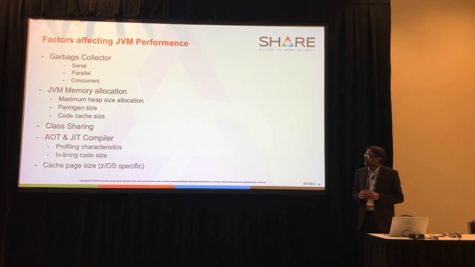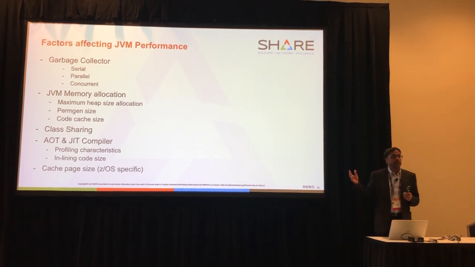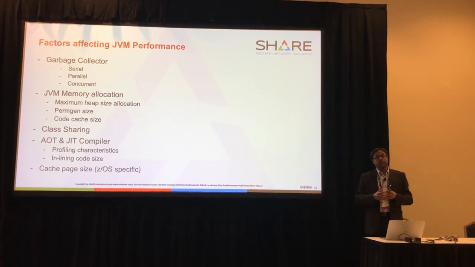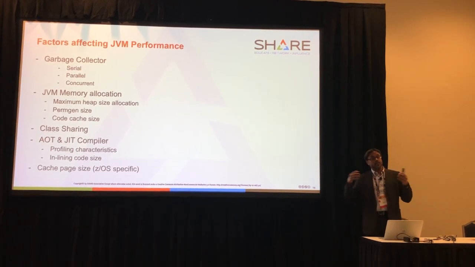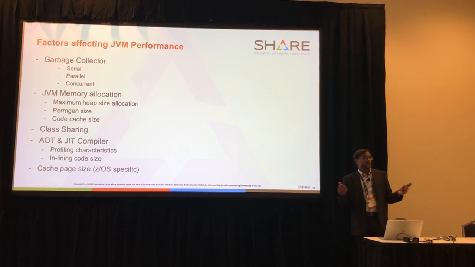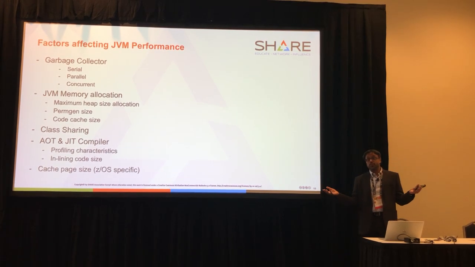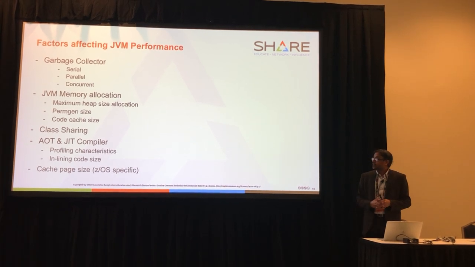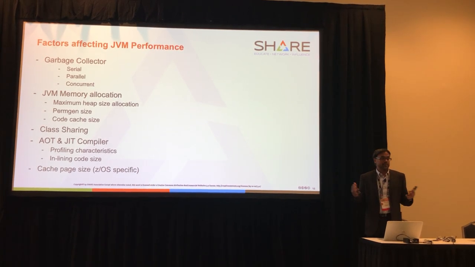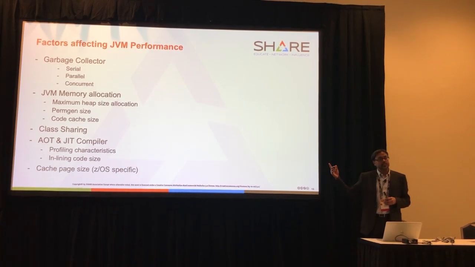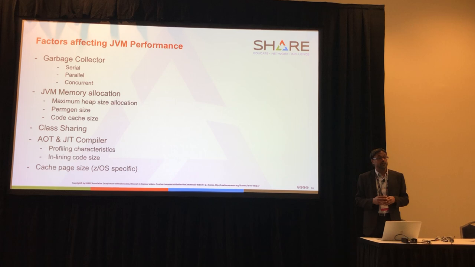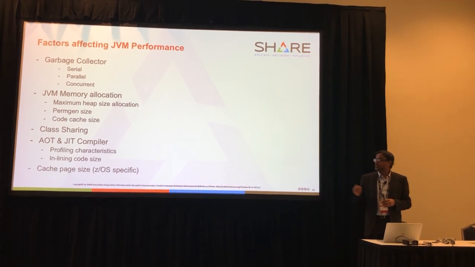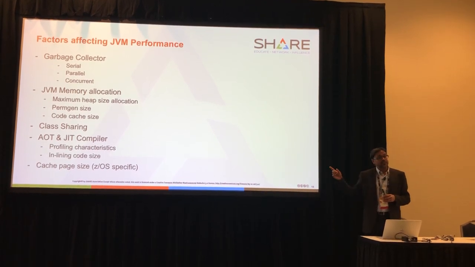For memory allocation, you can impact how big your heap size is, because the bigger the heap size, the longer the garbage collector will take. Even if you're running a 64-bit JVM, going beyond the 2 gig line, it could be a lot of heap size. Java loves memory, and the more memory you give, the better it performs. There's a permanent gen size, that's where your class files are stored. You can affect that, but it has a tiny impact. Code cache size is also important.